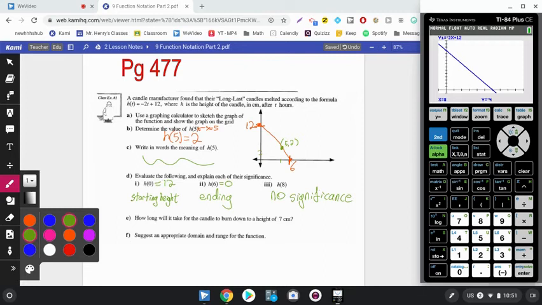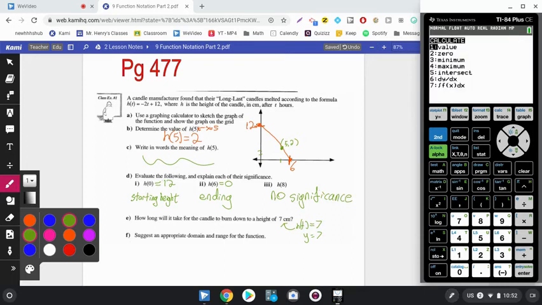E, how long will it take for the candle to burn down to a height of 7 centimeters? So what that is suggesting is you have an H of T value equal to 7, or a Y value in my calculator equal to 7. Well, there's only one place to enter a Y equals on my calculator, the Y equals button. Go down to Y2, type in a 7, head back to my graph. There it is. I want to know where they cross.